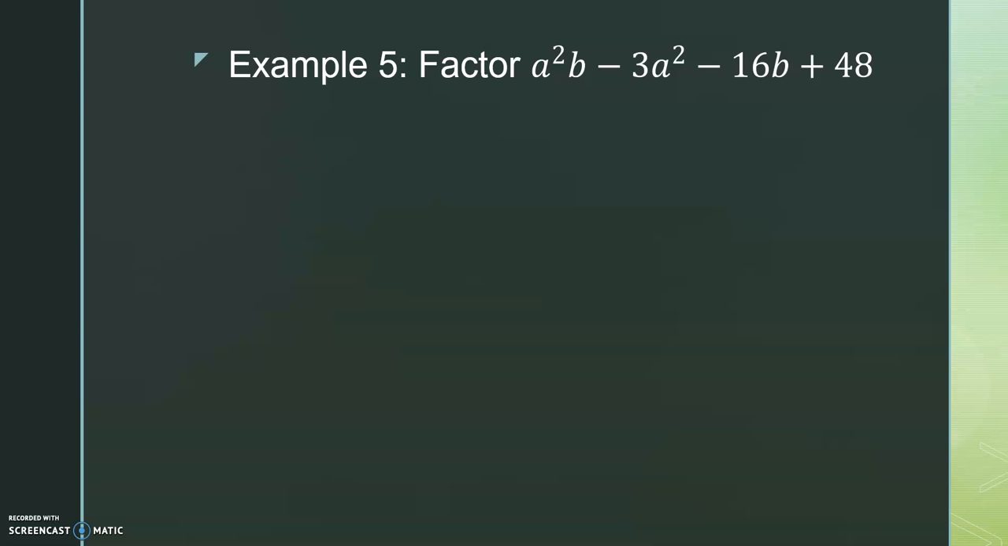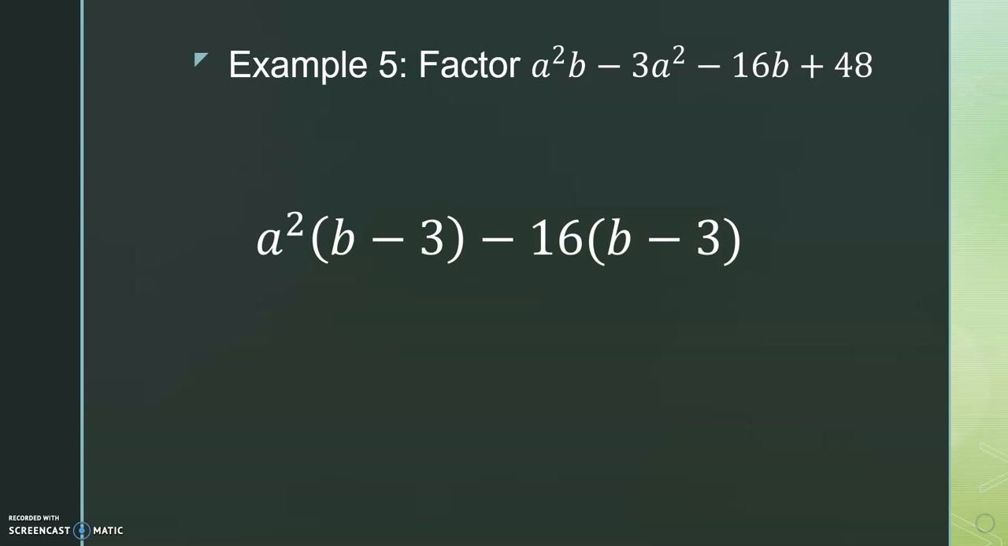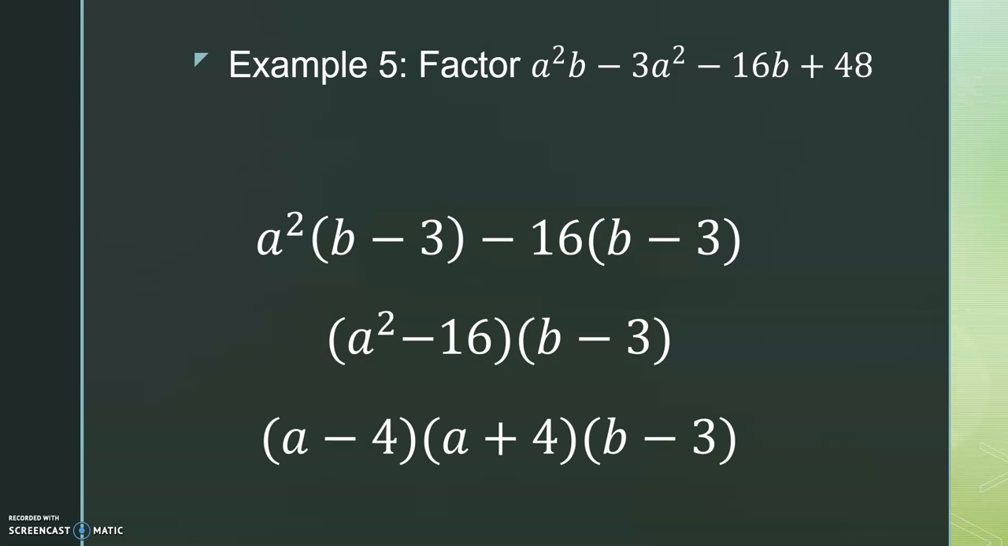Example 5, factor a squared b minus 3a squared minus 16b plus 48. 4 terms, so try factoring by grouping. Out of the first 2 terms, we can factor out an a squared. So a squared times b minus 3 minus 16 times b minus 3. Rewriting as binomials, a squared minus 16 times b minus 3. A squared minus 16, we can factor again to a plus 4 times a minus 4 times b minus 3.